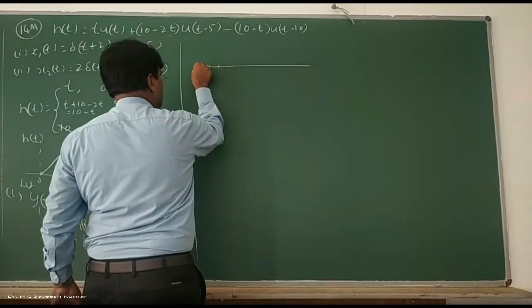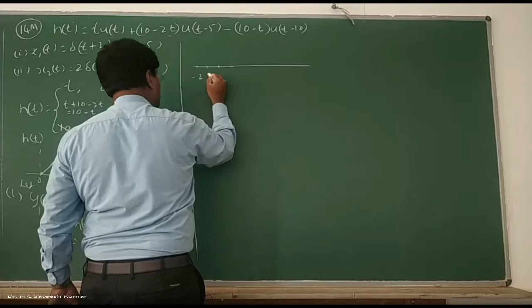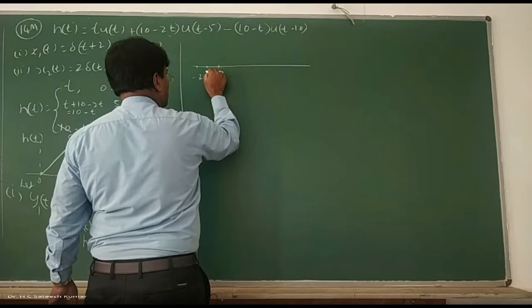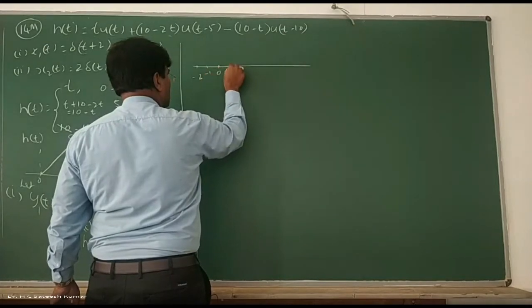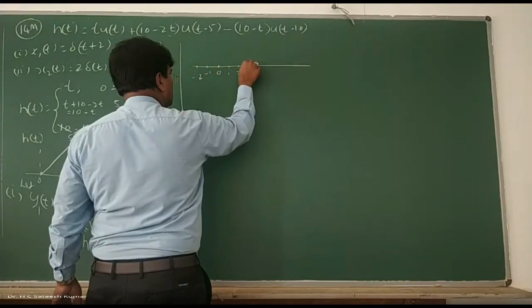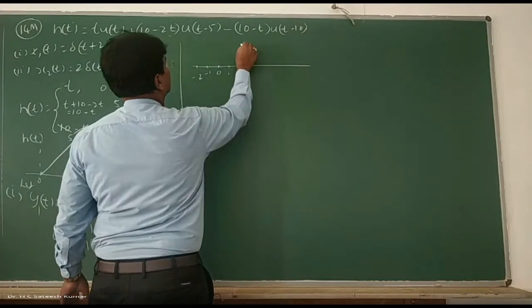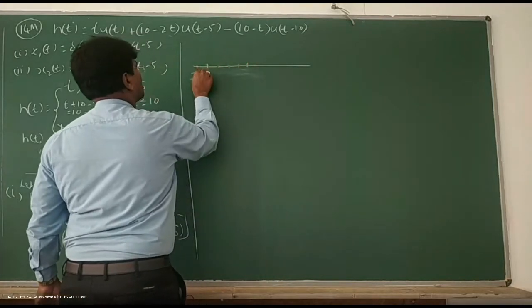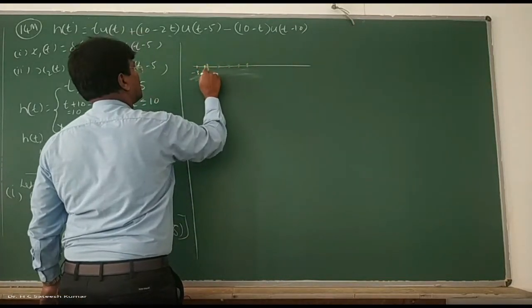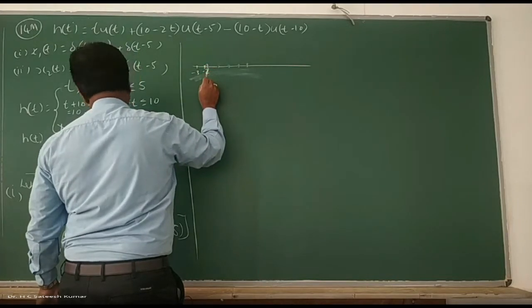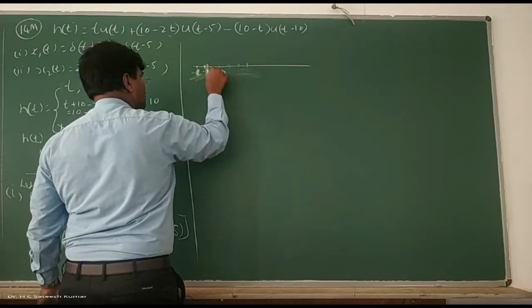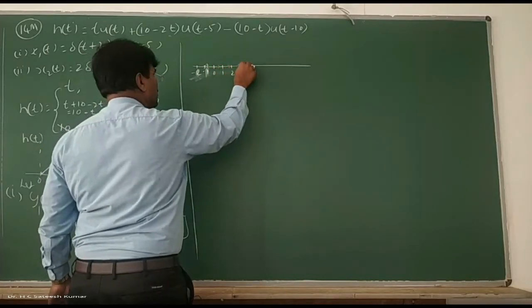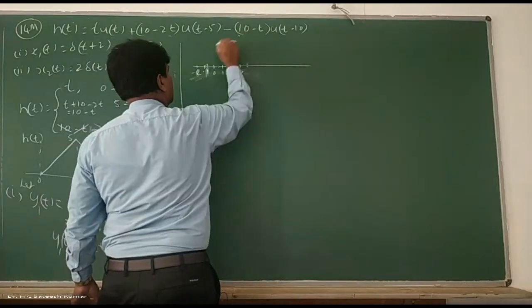Minus 2, minus 1, 0, 1, 2, 3. Minus 2 to 5 will be shifted left, which means it will go to 3. Minus 2, minus 1, 0, 1, 2, 3. Up to 3.